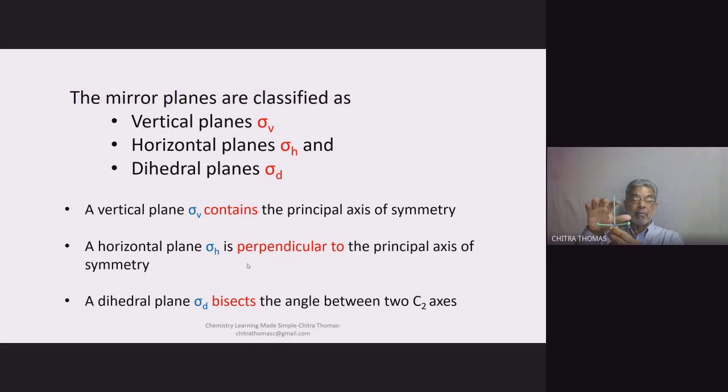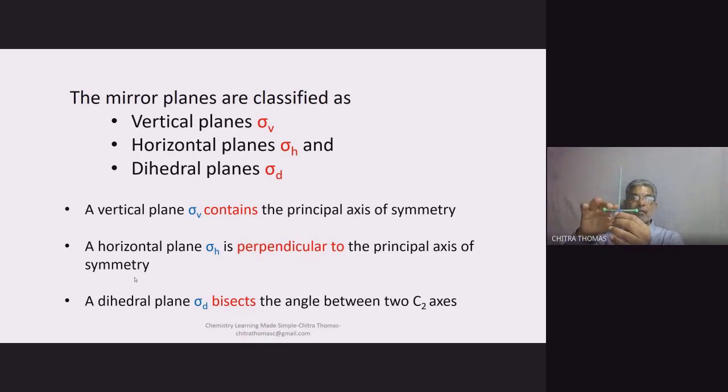Then I can make the same statement differently. I can say that the C3 axis is perpendicular to the plane, or I can say the plane of the molecule is perpendicular to the C3 axis. Okay? Say a horizontal plane is perpendicular to the principal axis. So the molecular plane is perpendicular to the principal axis.